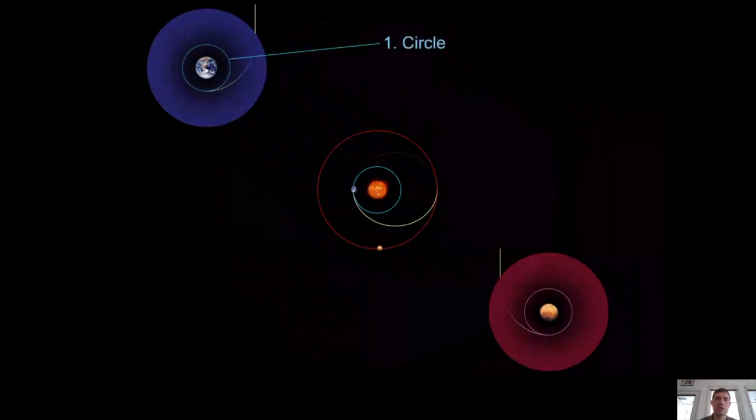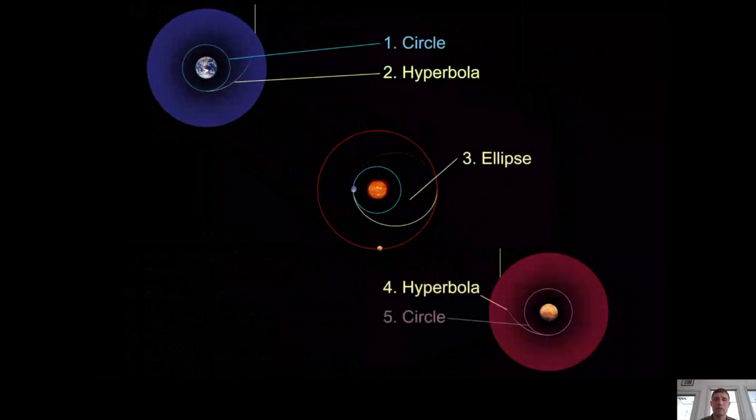So here we are. We've got all the different orbits that we're going to see. So we're going to be dealing with circles, a hyperbola, an ellipse, a hyperbola, and then another circle. So you get to see quite a few orbits, lots of calculations. Okay, that is it conceptually. From here, we're going to go on and actually work a problem. That will be the next video.